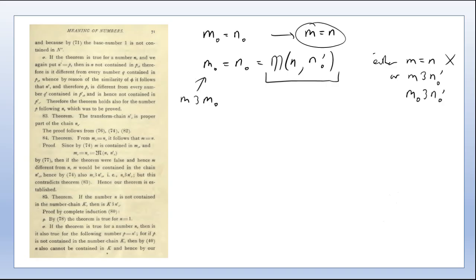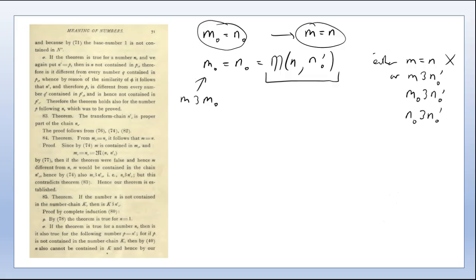n naught is a part. Right. Okay. So because we're assuming that m naught is equal to n naught, then it follows that if m naught is a part of n naught primed, then n naught is also part of n naught primed. And that's a contradiction to 83, which says that the transform chain n naught primed is a proper part of the chain n naught.